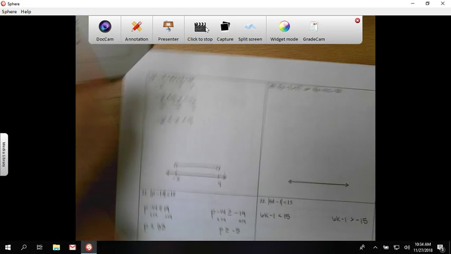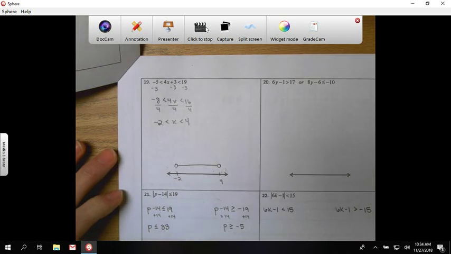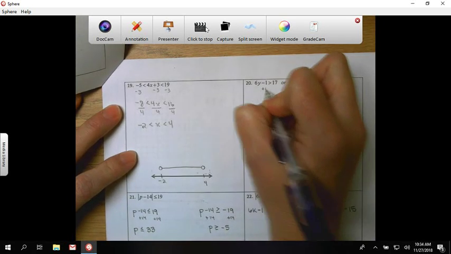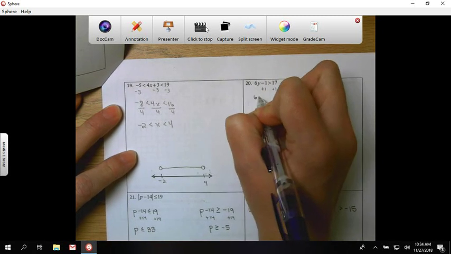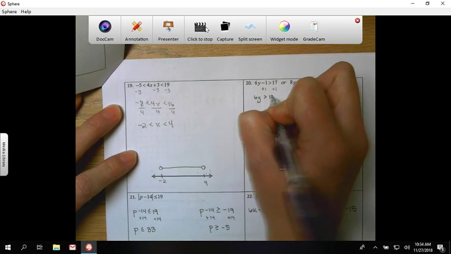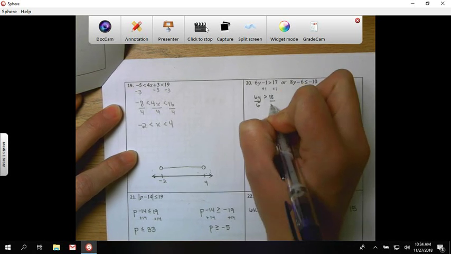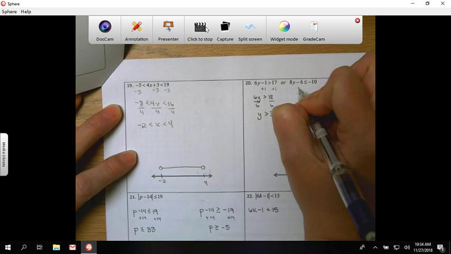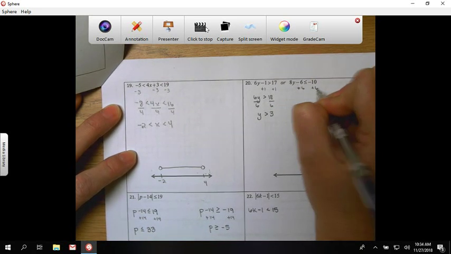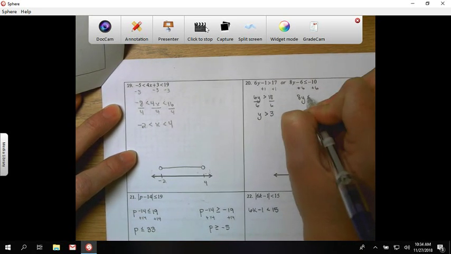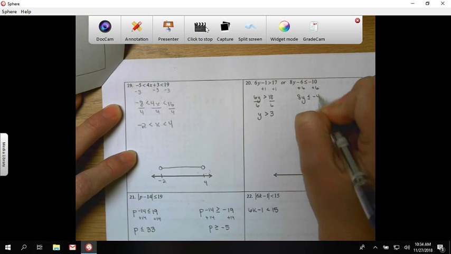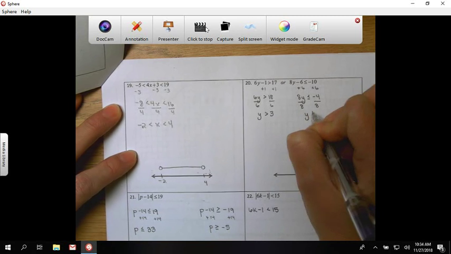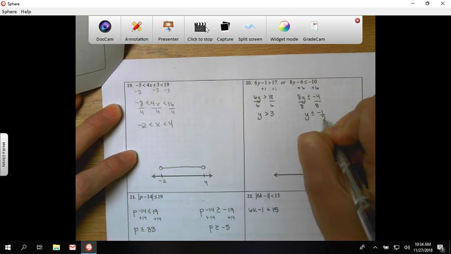So let's go ahead and go over here to number 20. So on number 20, I'm just going to solve these separately. So I'm going to add 1 to both sides. 6y is greater than 18. I'm going to need to divide by 6, so I get that y is greater than 3. I need to solve this one also, so I'm going to add 6 to both sides. So 8y is less than or equal to negative 4. I'm going to divide by 8, so I get y is less than or equal to negative 1/2.